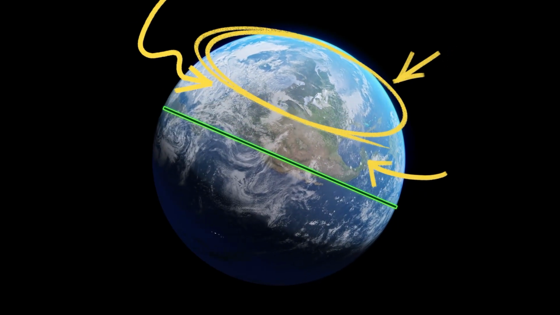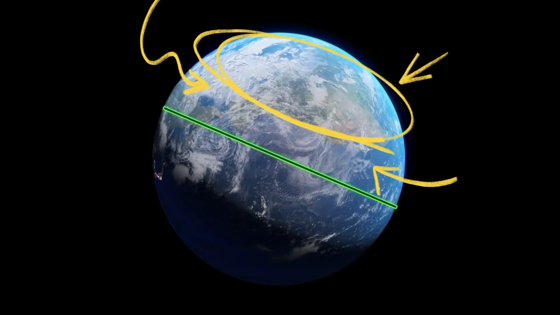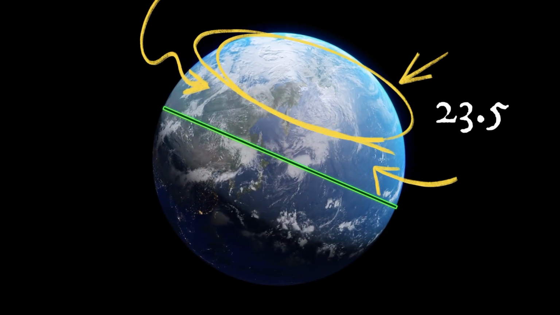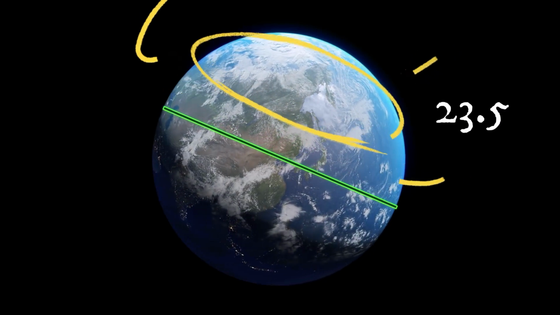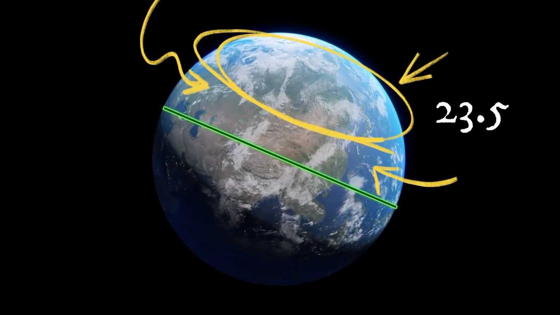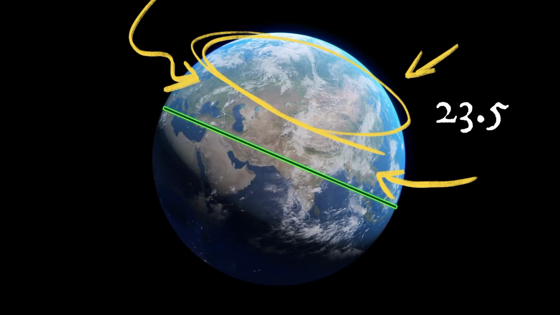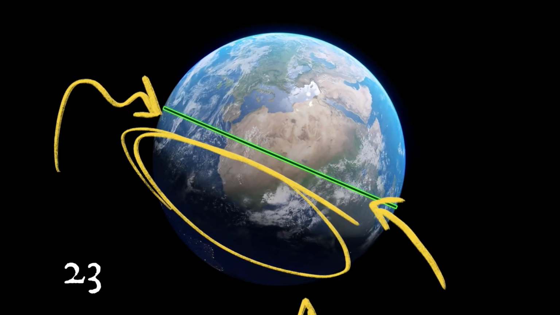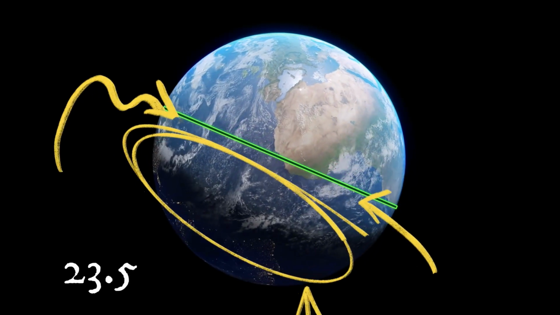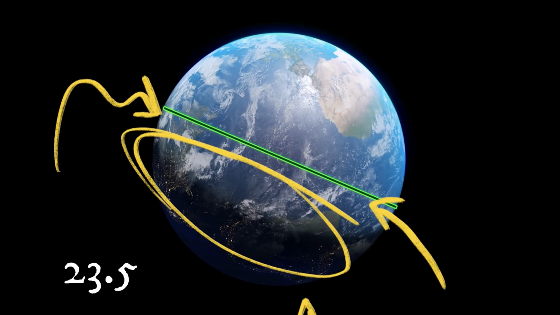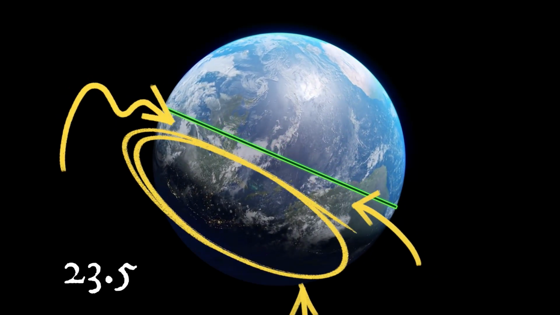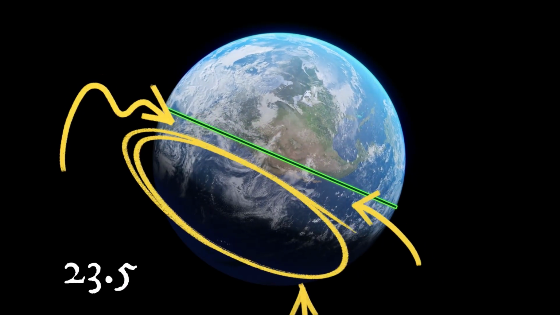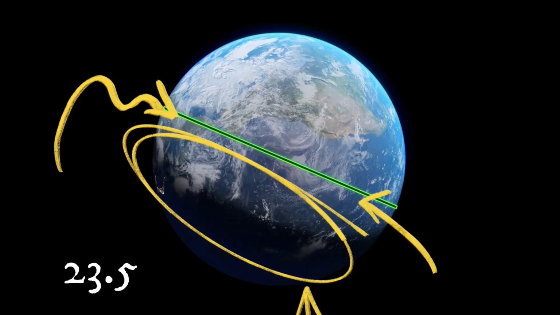Tropic of Cancer: this line is at 23.5 degrees north of the equator. It is in the northern hemisphere. Imagine this line as a boundary where the sun shines directly over the Earth during the summer solstice in the northern hemisphere. Tropic of Capricorn: this line is at 23.5 degrees south of the equator. It is in the southern hemisphere. Similar to the Tropic of Cancer, the sun shines directly over the Earth at this line during the summer solstice in the southern hemisphere.